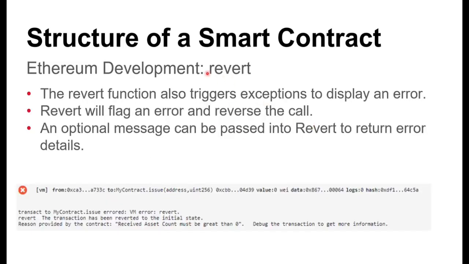We can see here a revert is called. The revert function also triggers an error to display, and then that will roll back the transaction. So no ether is used, and there are no wasted transactions. On a blockchain, once a transaction occurs, it's anonymous, so the likelihood of reversing that transaction once it occurs is very remote. So we want to prevent transactions until we're absolutely sure that they should happen.